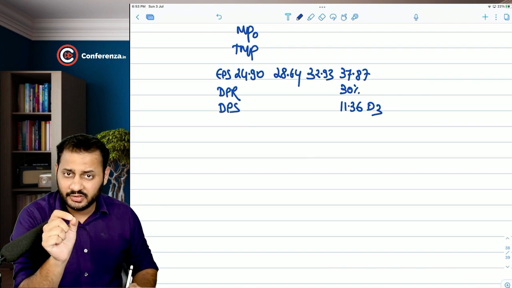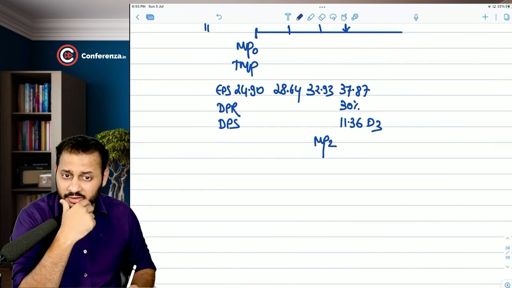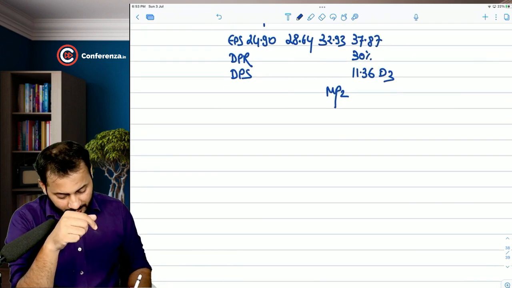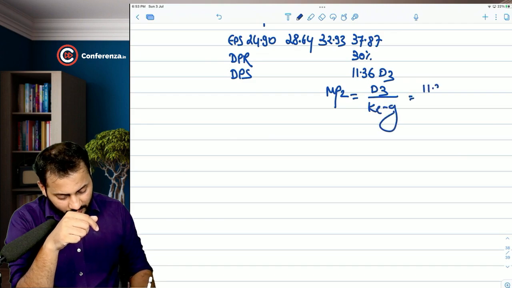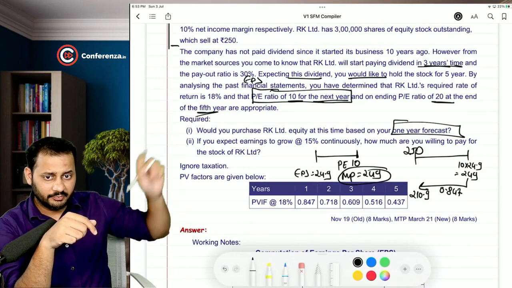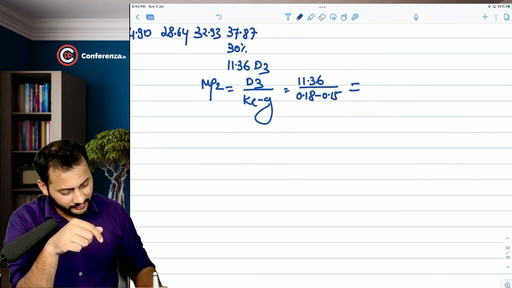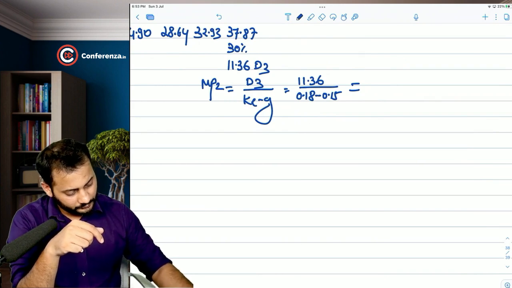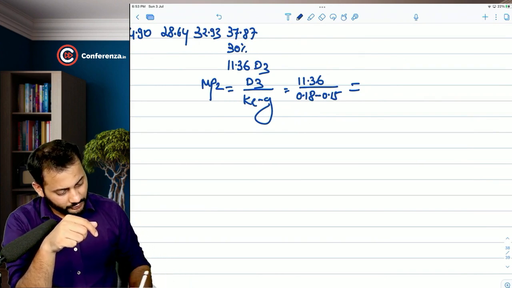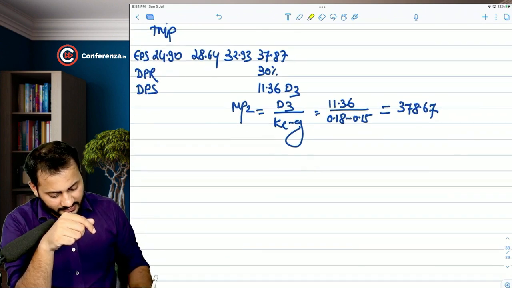With the help of D3, which type of value you can calculate? You can calculate MP2. Do you understand that thing? So MP2 is nothing but D3 divided by cost of equity minus growth. 11.36 divided by, what is the cost of equity? Rate is 18%. So the cost of equity is 18%, growth rate is 15%. You will arrive at a market price at the end of year 2, which goes to 378.67. This is the market price at the end of year 2.